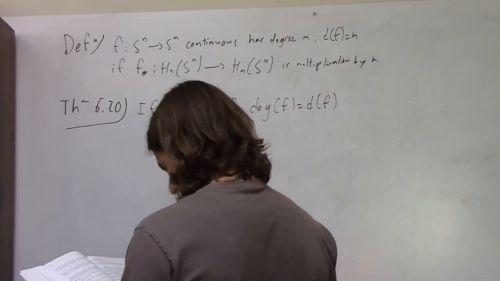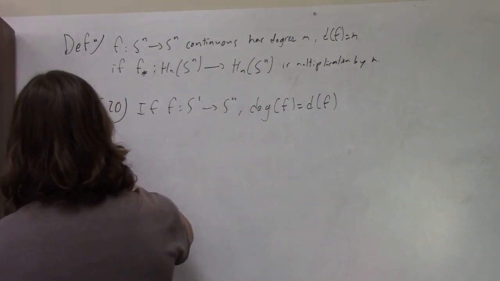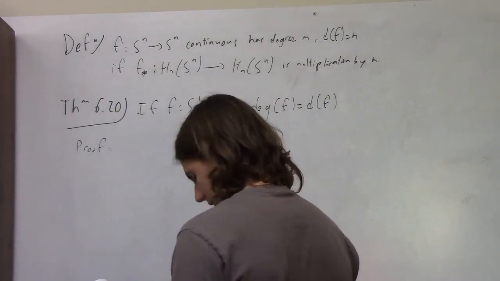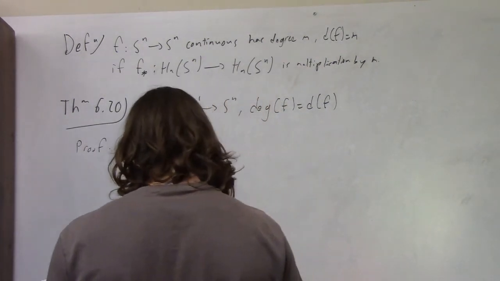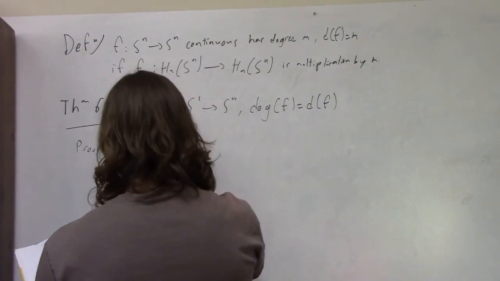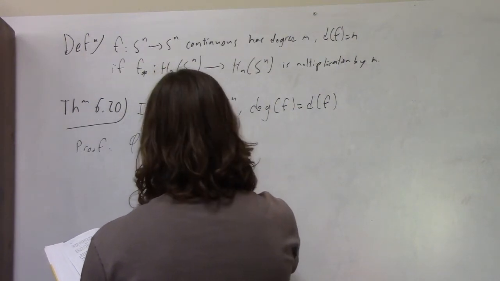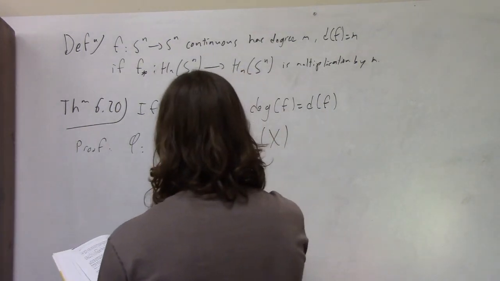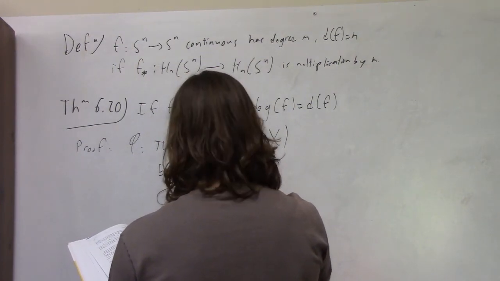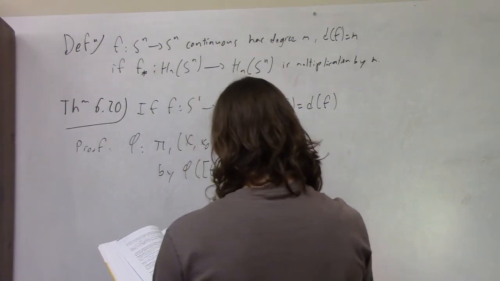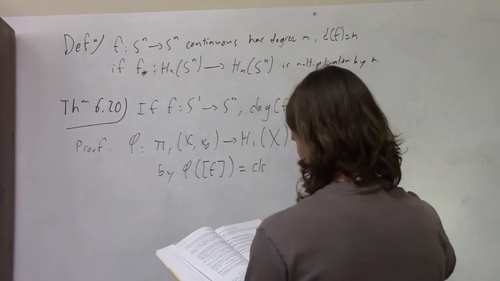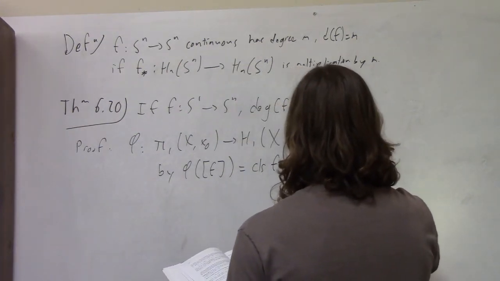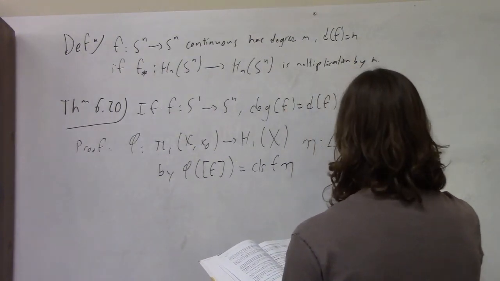Proof. Kind of going all over the place using the Hurewicz map. If you recall, we very briefly mentioned the Hurewicz map, which maps from pi 1 of X, x naught to H1 of X, taking the class of f to the class in the homology sense of f composed with eta, where eta is kind of like this natural mapping from the one simplex to I.